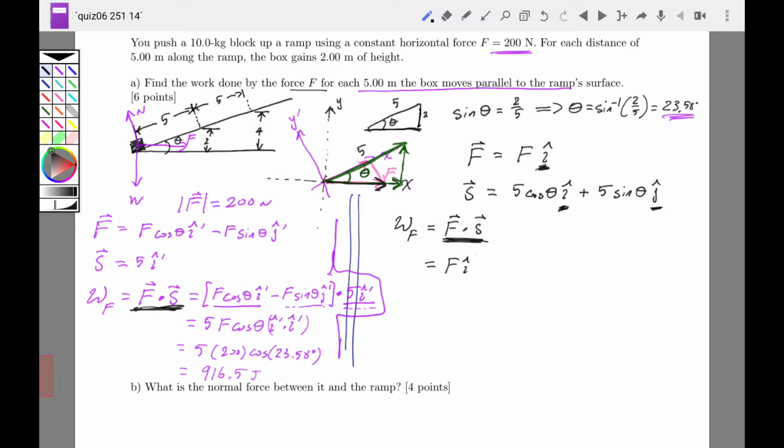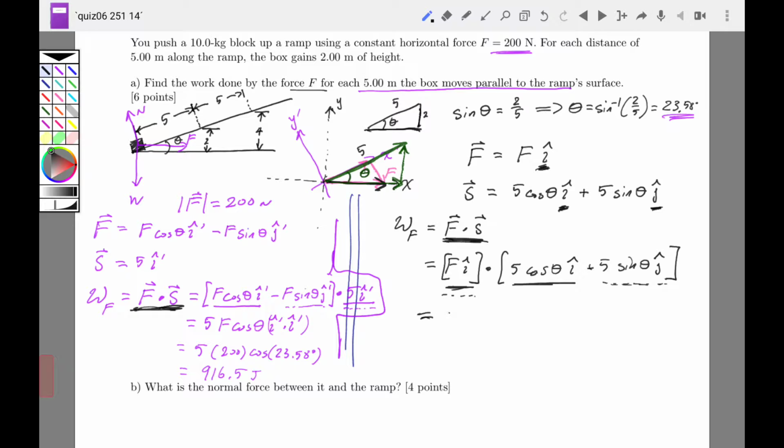So F i hat dotted into 5 cosine theta i hat plus 5 sine theta j hat. But only this vector dotted into this vector survives. Those are orthogonal, because an i and a j are orthogonal. i hat dot j hat is 0.